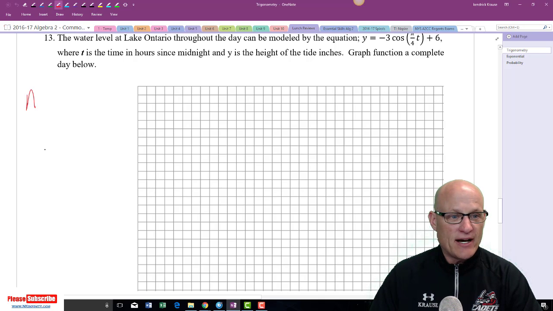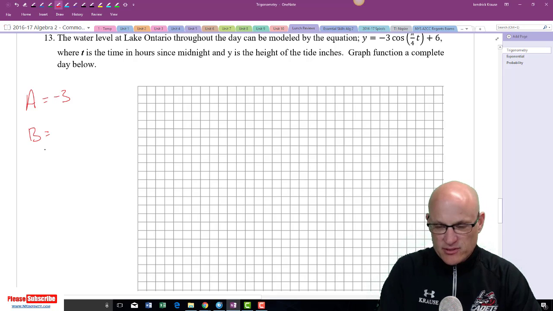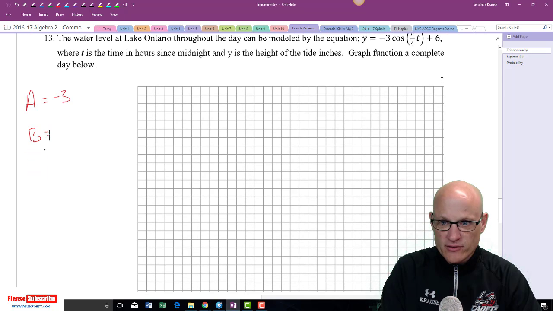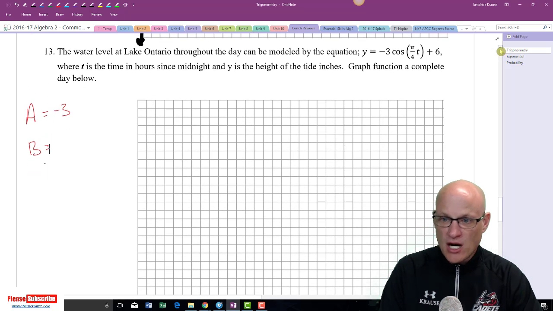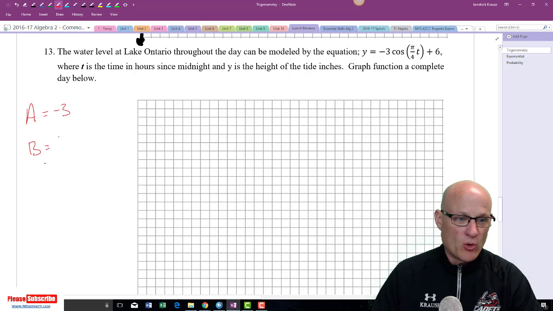All right, so my A value is -3. My B value is, now in this case it's weird. It's hard to see actually. There it is. Oh my gosh, what am I doing? All right, my B value is pi over 4.